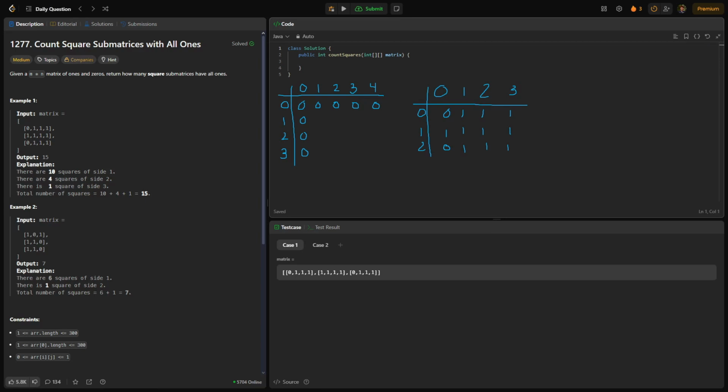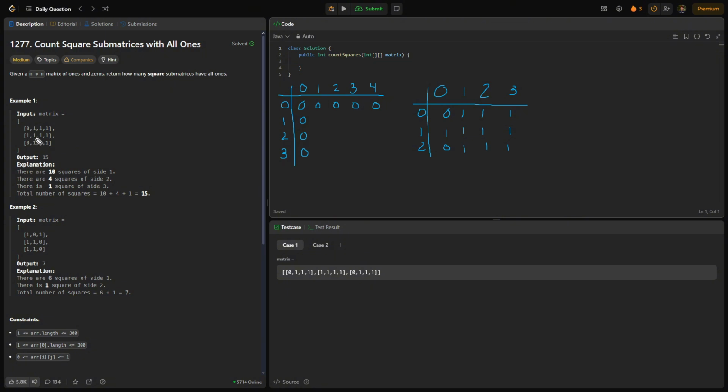Today's daily LeetCode problem of the day is Count Square Submatrices with All Ones, number 1277. For this problem, we're given an m by n matrix of ones and zeros, and our goal is to return how many square submatrices have all ones. So we can take a look here at example one first.